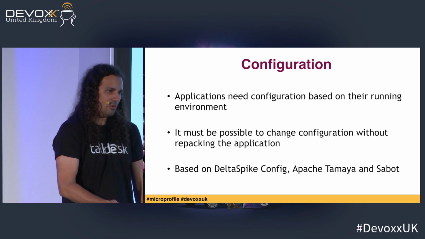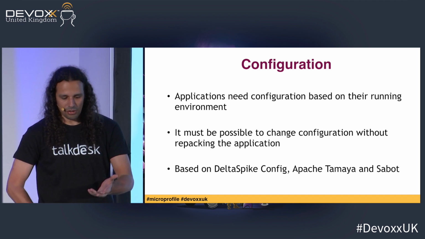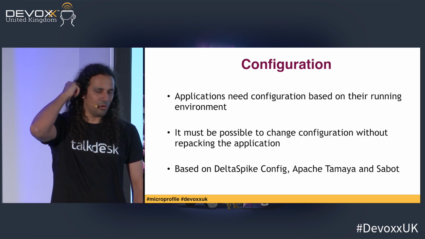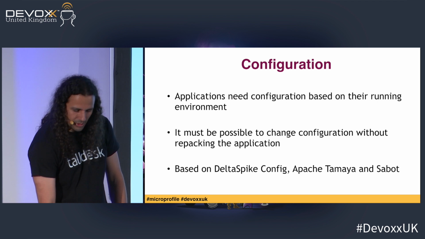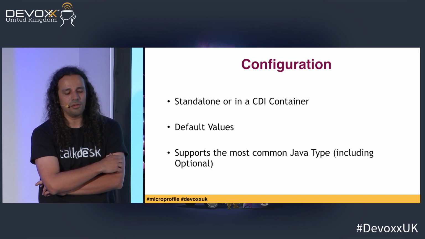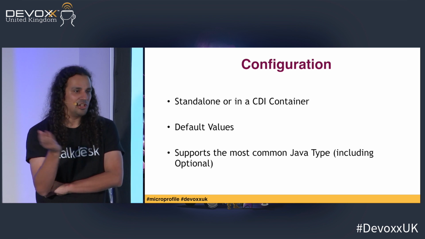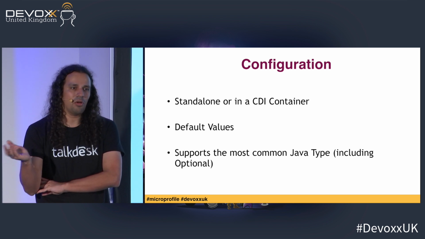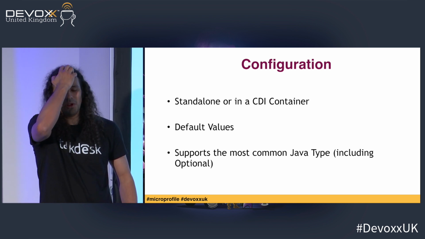So what we're going to discuss here was based on previous projects that were developed at Apache: DeltaSpike Config, Apache Tamaya and Sabot. Those were some of the projects that Config took inspiration from. And actually, Config can be used standalone. You can use it with CDI, so you can inject values directly into your beans or services, or you can just call a particular API without any CDI and use it completely standalone, which is great.